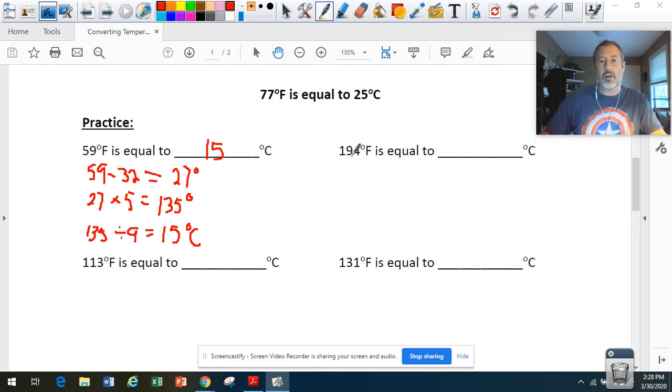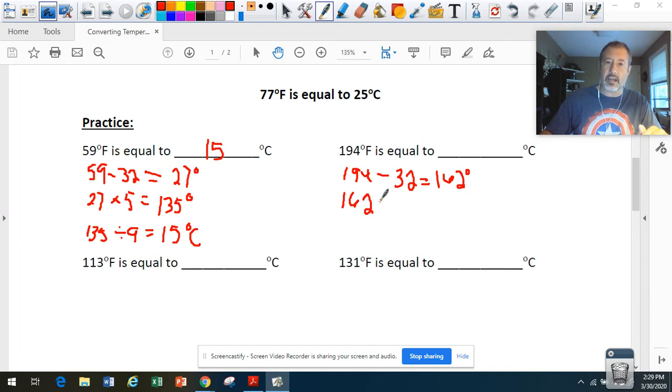Once again, I have 194 degrees Fahrenheit is equal to how many degrees Celsius? So if we take a look here, first thing we're going to do, we're going to take our 194 and we're going to subtract 32 from it. Okay? So we do that first. And basically, guys, what I'm doing there is what's inside the parentheses first. That's what I do first. Your 194 minus your 32. So 194 minus 32 is 162 degrees.